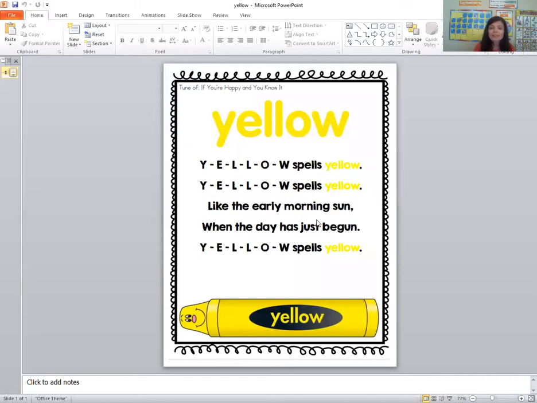Y-E-L-L-O-W. So let's say this together if you can. Y-E-L-L-O-W spells yellow. Yellow spells yellow. Like the early morning sun when the day has just begun. Yellow spells yellow. So that's a big word, isn't it? But I think we can learn to spell it this week.